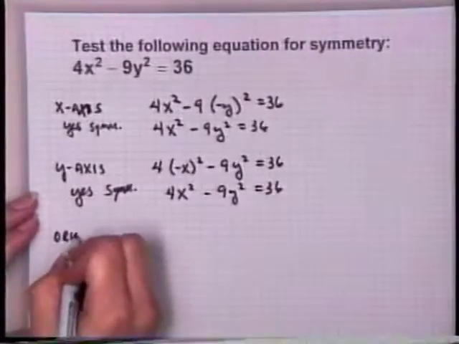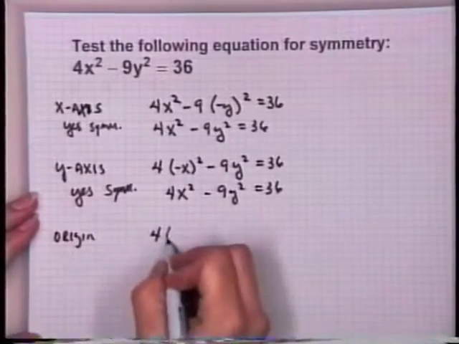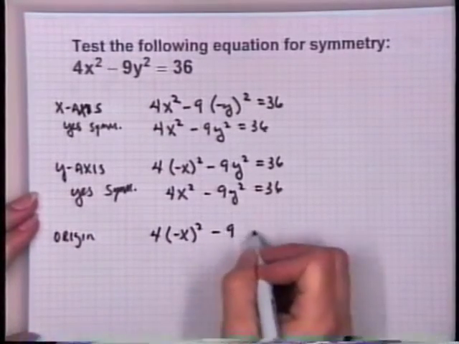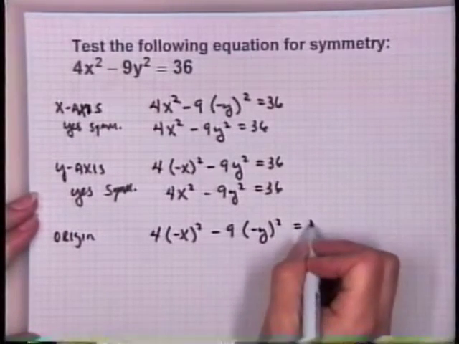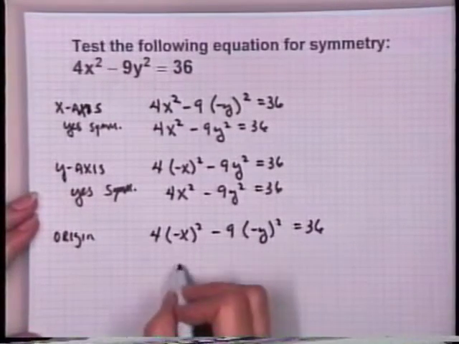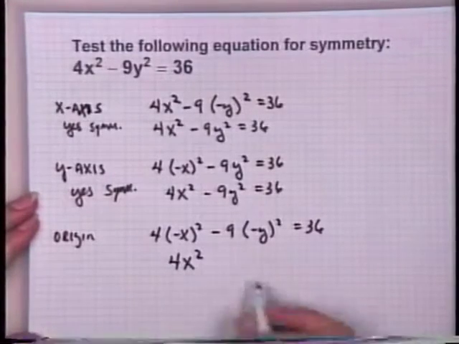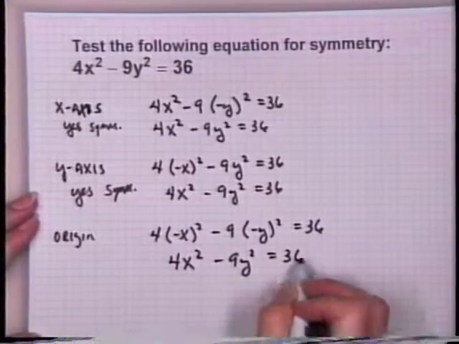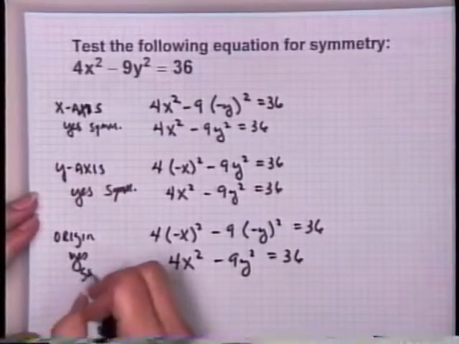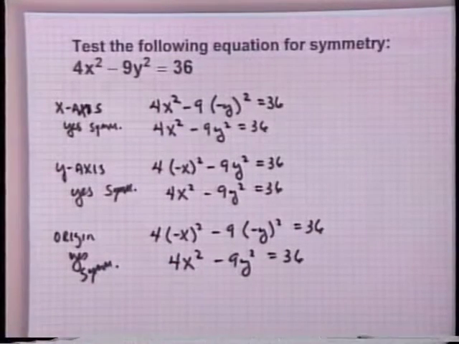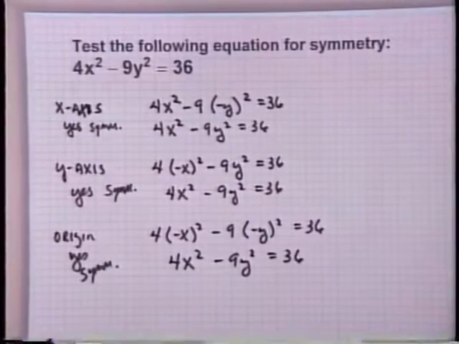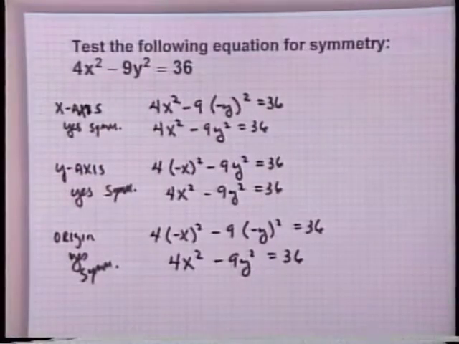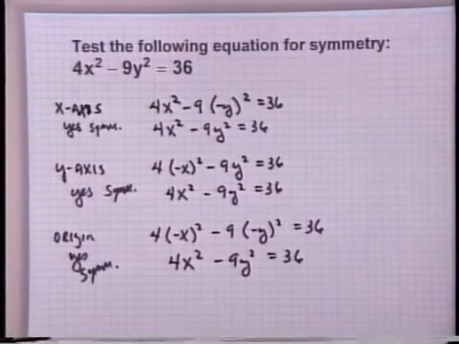Okay, one more. Check for origin. Now we're going to change them both. 4 times negative x squared minus 9 times a negative y squared equals 36. Squaring first, I get 4x squared minus 9y squared equals 36. Same equation still. Yes, I have symmetry to the origin. This equation has symmetry for all three: x-axis, y-axis, and origin. Now, you'll learn more about equations like that a little bit later in your college algebra course, but that still gives you an idea of what to look for.